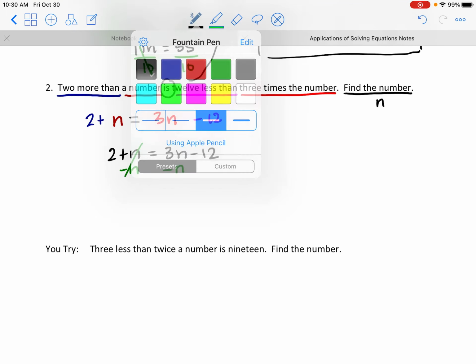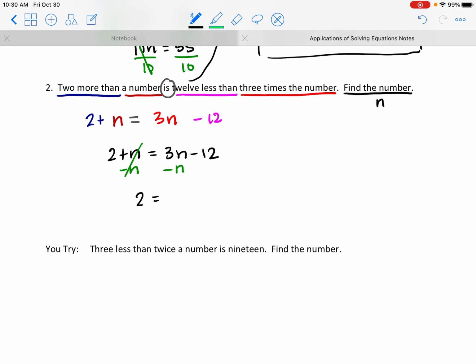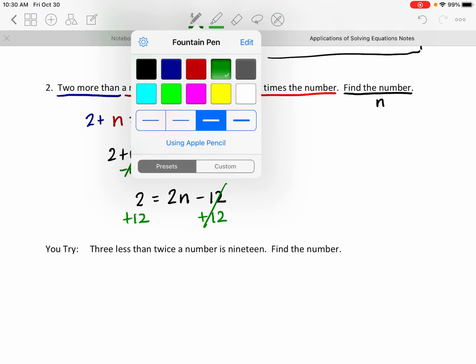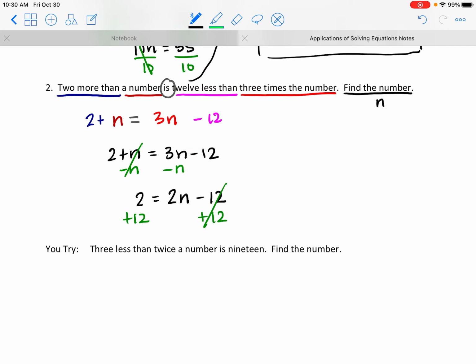That's going to leave me 2 on this side, and then if I have 3 n's but I take 1 n away, I'm left with 2n, and then I still have a minus 12. Now I'm going to add 12 to both sides so that I can get that n by itself. That cancels those. So then I have 2 and 12 gives me 14, my equal sign, and I still have 2n on that side.